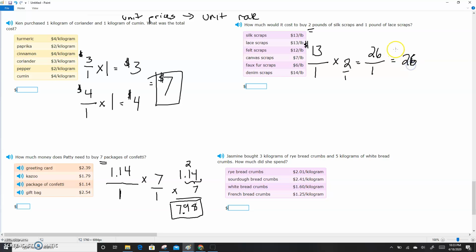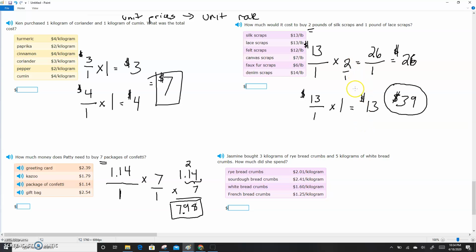$26 on silk. Lace is also $13 a pound. They're the same price. Why are you messing with lace? Silk all the way, man. It's so smooth. But this time we only want 1, which means we've spent $13. We add these together, and we get 26 plus 13 is $39 on fabric scraps.